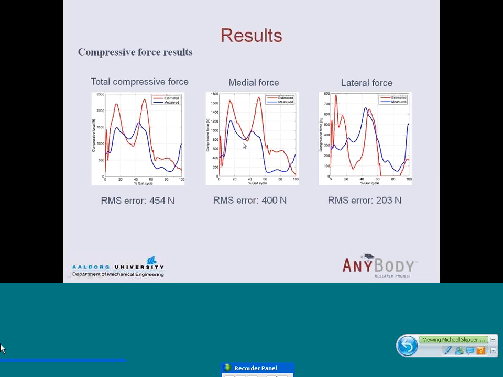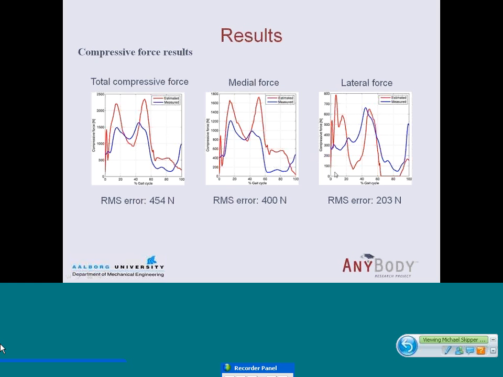Then again, the medial force shows the same trend as the measured one. So we have again 2 peaks during stance, and then lower activity during swing. But we actually see quite a significant force in the estimated force, and this actually comes from the fact that the ligaments within the model are actually still stretched here. So the compressive force component seen in the estimated force comes from the ligaments in this case.